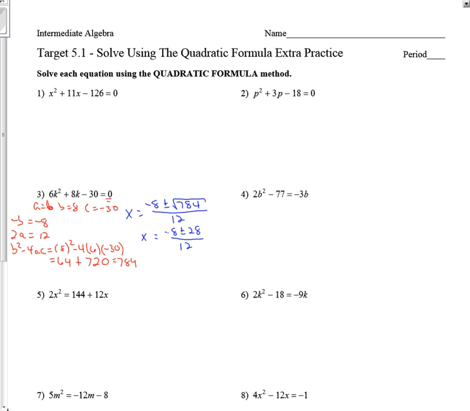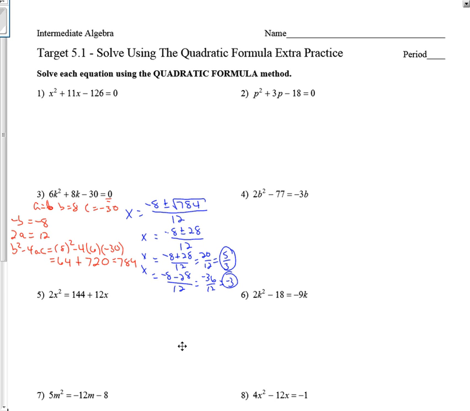We'll split that up into its two parts and come up with two answers. Negative 8 plus 28 over 12 is 20 over 12, or 5/3. And then negative 8 minus 28 over 12 is negative 36 over 12, which is negative 3. So those are our two answers for that problem, and we can combine those because they're both integer numbers.